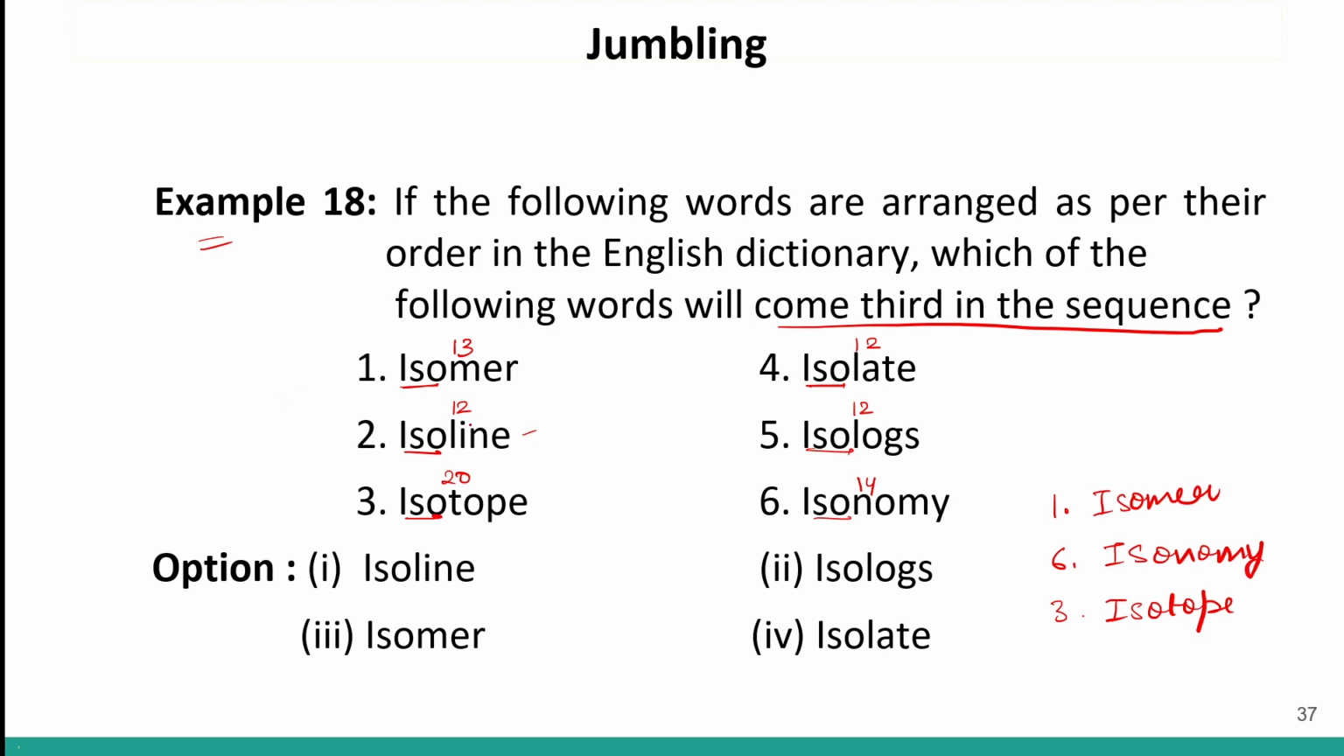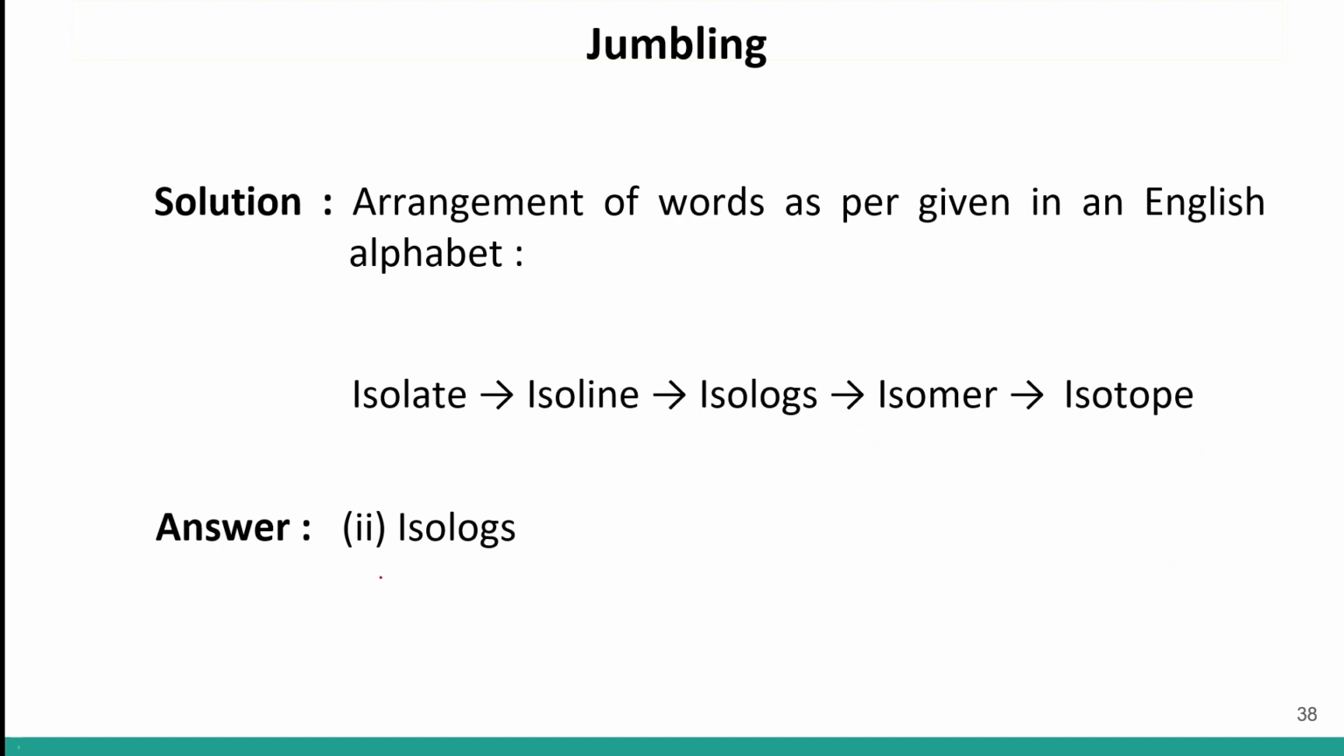Now, over here the next letter is A. So L is 12, this is 1. O is 15 and I is what? I is 9. Correct? So I'll get isolate first. Then I'll get isolene. And lastly, I'll get isologs. So my correct dictionary order will be 425163. So the third in the sequence will be isologs, which is option number 2. So option number 2 will be the correct answer to this question. Okay.